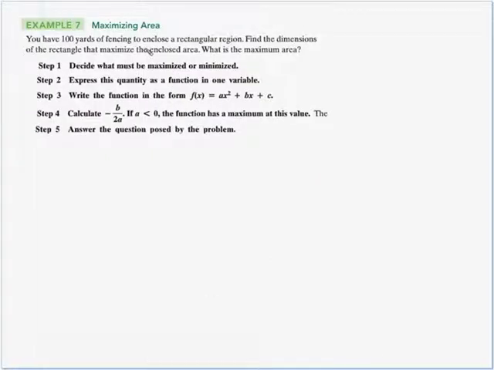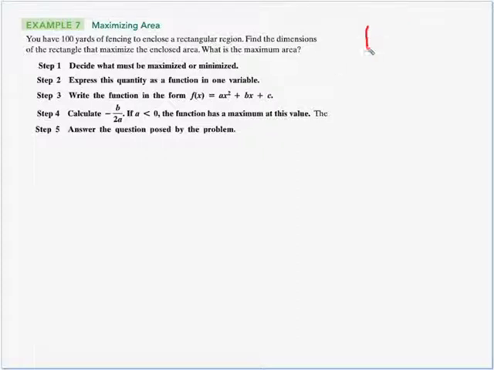Okay. Example 7. Another neat application of these are maximizing and minimizing different things. If you do go on to calculus, we do a nice full section just on all different types of problems about minimizing and maximizing. So you have 100 yards of fence to enclose a rectangular region. Find the dimension of the rectangle to maximize enclosed area. And what is this max area?